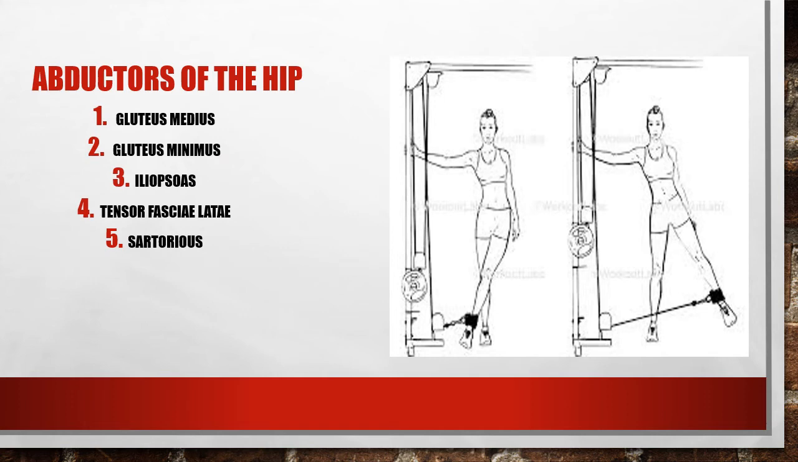Now this is showing you the abductors of the hip. Abduction is bringing away, so you notice she starts from an adducted position in the first image, and in the image to the right of her, she's going into abduction of the hip. And it includes, of course, the gluteus medius, the gluteus minimus, the iliopsoas, the tensor fasciae latae, and the sartorius.